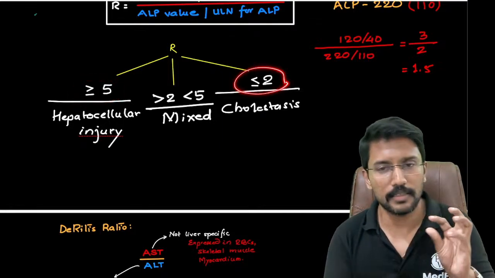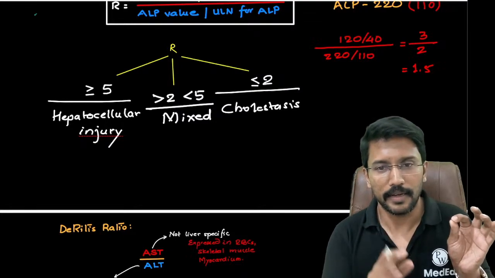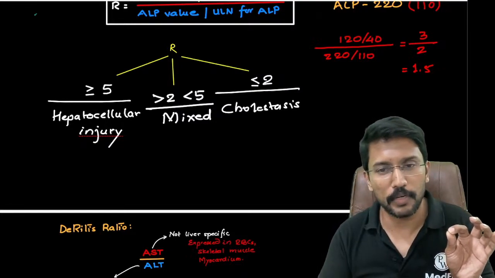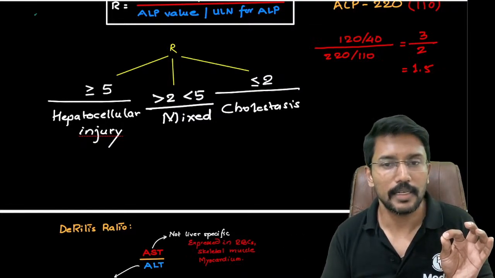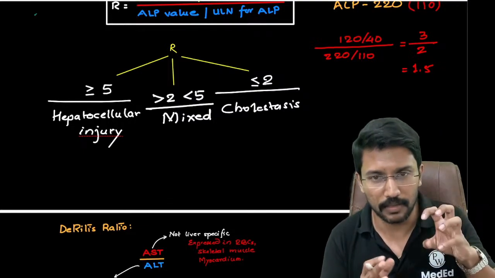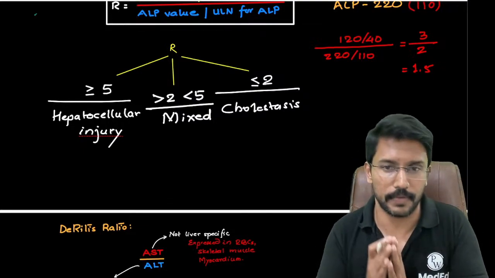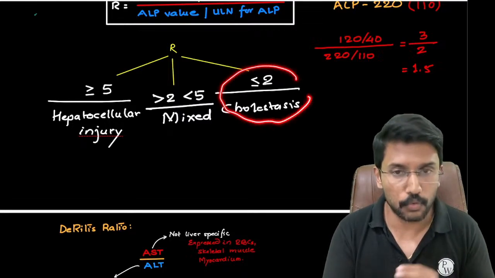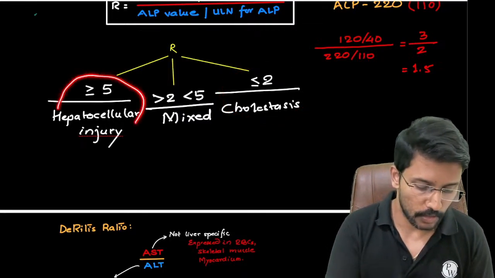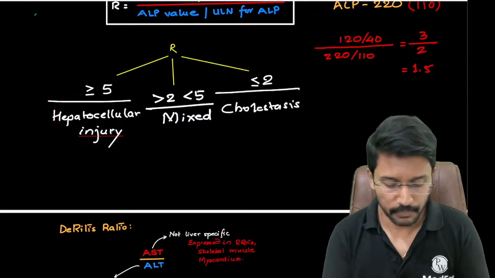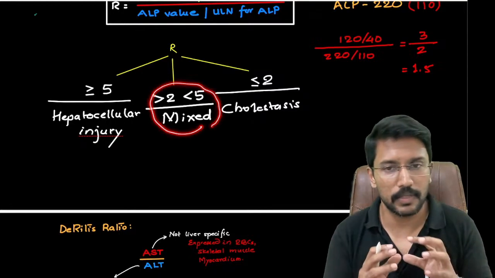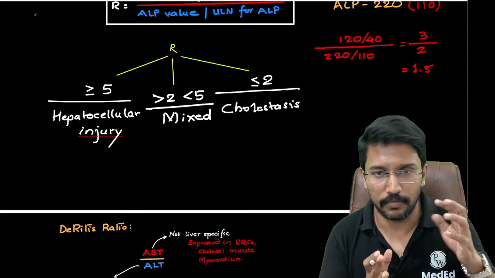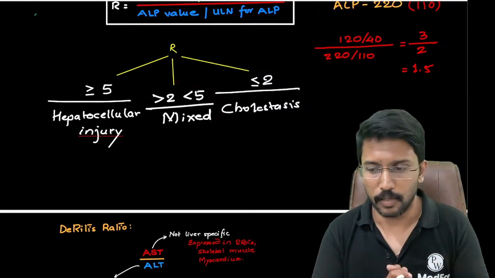In cholestatic, it is not the damage to liver cells. It is the drainage of the bilirubin from the liver into your intestine that is impaired. Either within the liver or outside the liver, the drainage is affected. That is why we call it cholestasis. R value less than or equal to 2, we have cholestasis. More than or equal to 5, we have hepatocellular pattern. If it is between 2 to 5, then we say it is mixed injury, meaning it can have hepatocellular plus cholestatic components.